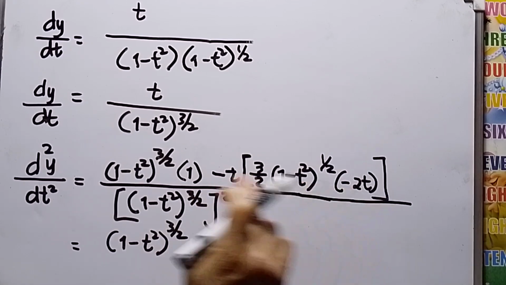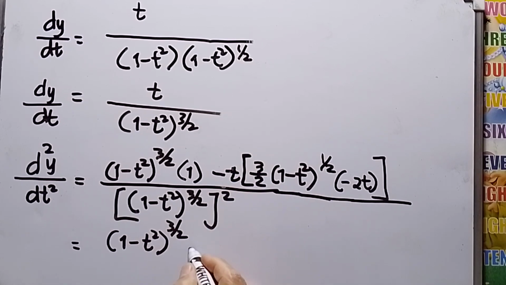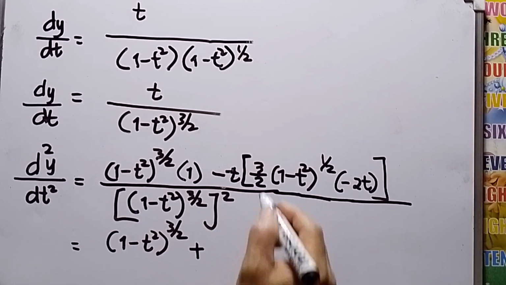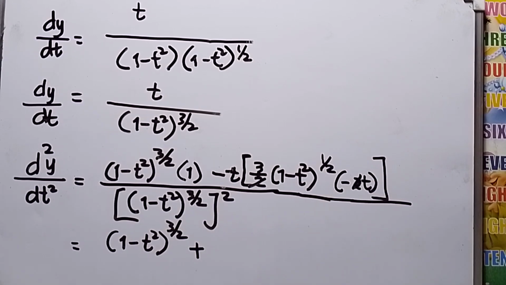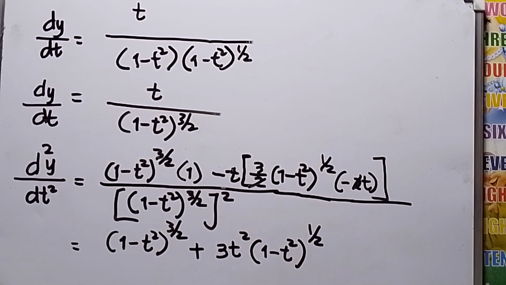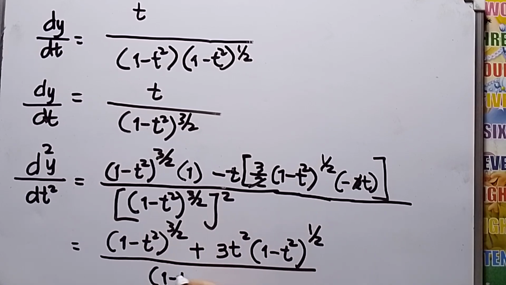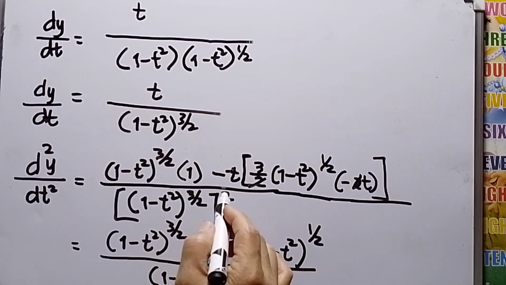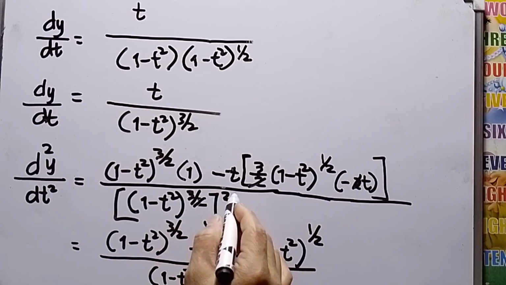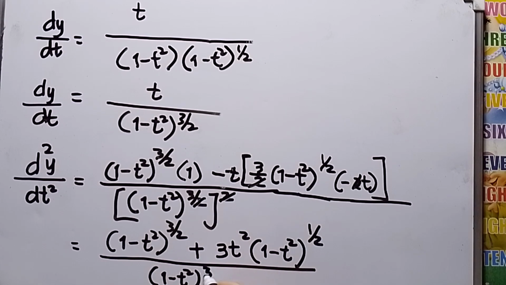Then this one, negative times negative, that will be positive. Then 2 will be crossed out. So this will be 3t squared times, in brackets, 1 minus t squared raised to half. Then all over 1 minus t squared. Take note, 3 halves raised to the power of 2, this will be crossed out. So I have here 3.